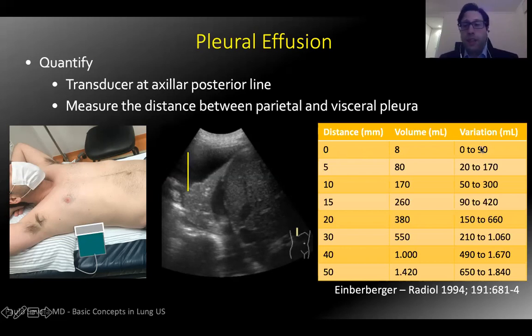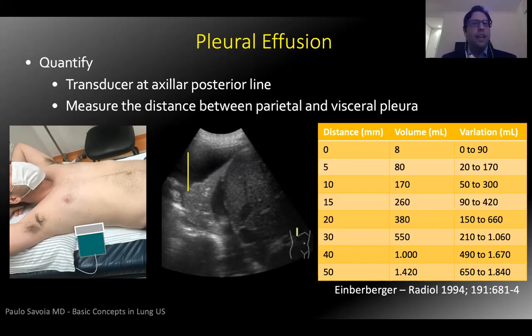Okay, however, you can see there is a big variation. For example, if you have a distance of 20 millimeters, you have the mean volume of 380 milliliters. However, you have a variation that goes from 150 to 660. So a small amount that may not be symptomatic to bigger amounts which may be symptomatic. This is the same distance, okay? So this is to show that the variation is huge.